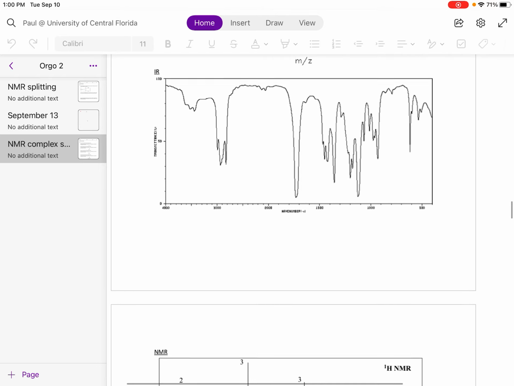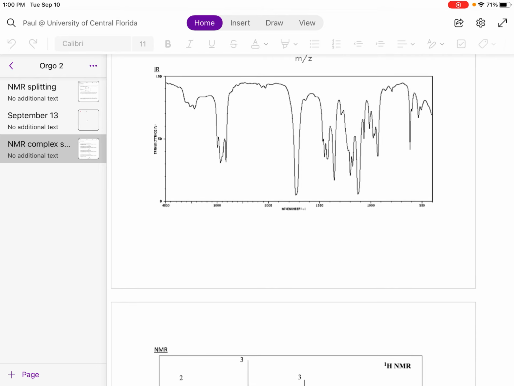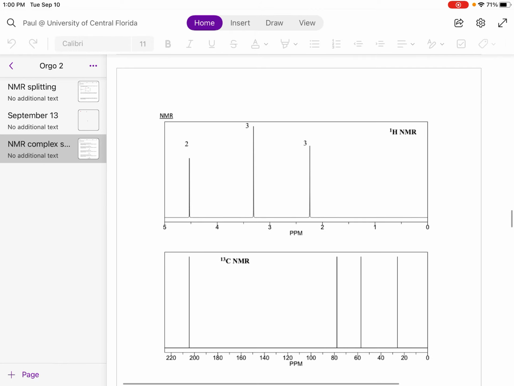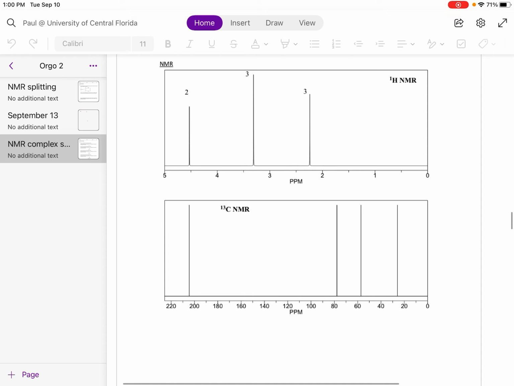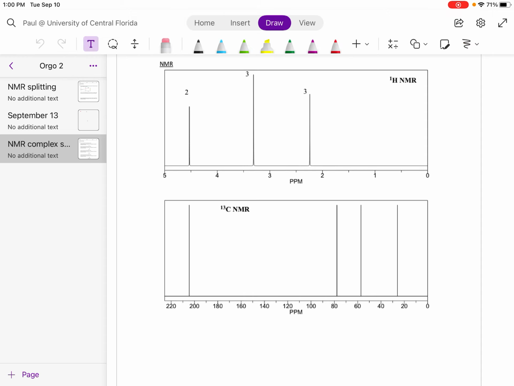And what came out of that was that we had this molecule right here. This is what I said the answer was. The answer was we had our methyl right here, carbonyl, a CH2, and then an oxygen and a CH3. That's what I said the answer was.